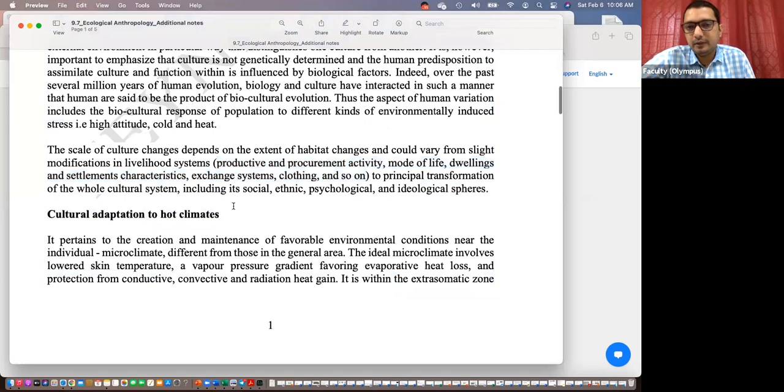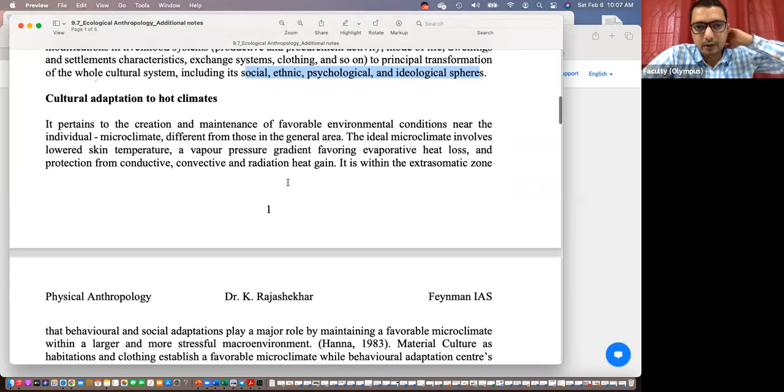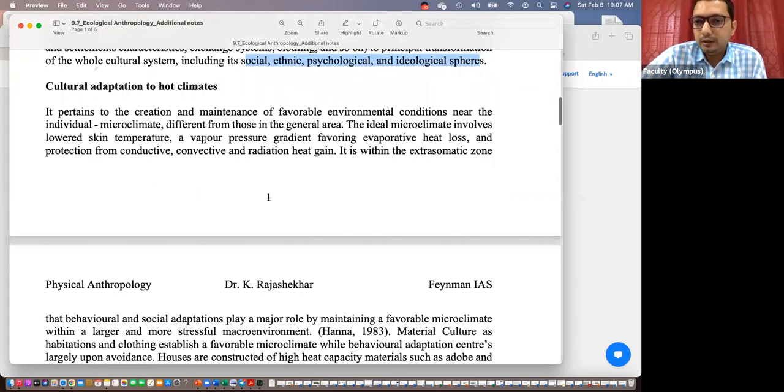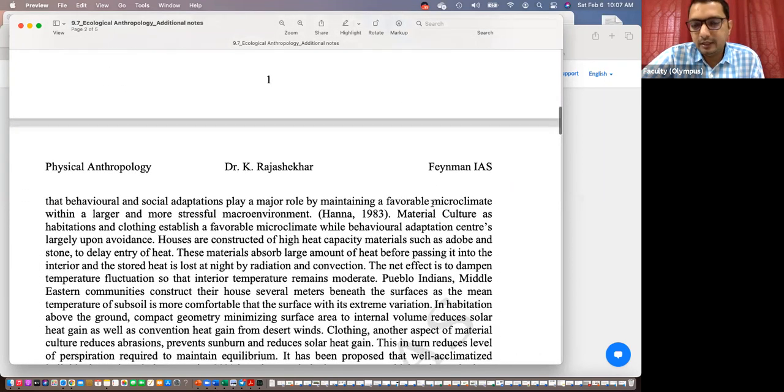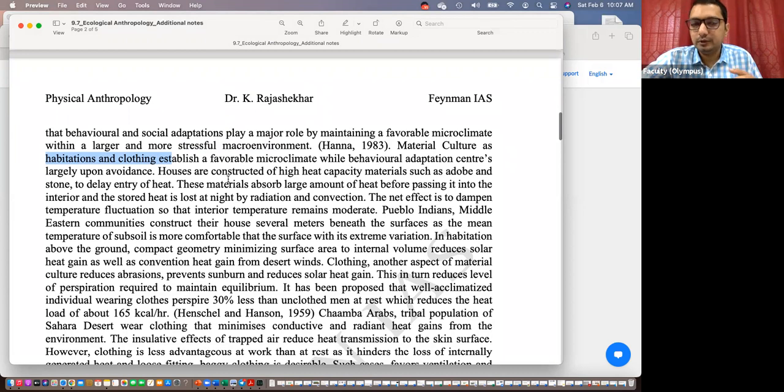Overall, we see that our cultural system, which includes social, ethnic, psychological, and ideological components together with the biological components, is an integral part of this adaptation. In a hot climate specifically, as I was already telling you, how we adjust to the given environment, housing is very important. We also focus on building houses with enough evaporative loss. Clothing and housing help in handling this process. So the microculture, the tiny steps that we take as part of the culture, helps us deal with the stressful macro environment better, as per studies over decades. Habitations and clothing also provide a favorable microclimate, so that we can behaviorally and culturally adjust to avoid the stress we may be exposed to in these climatic conditions.